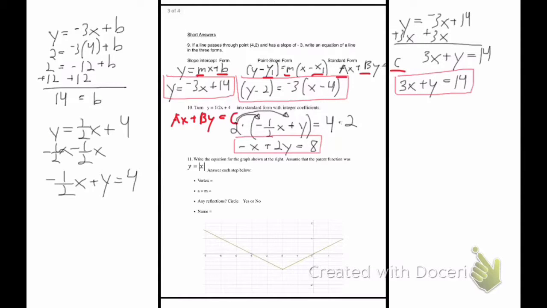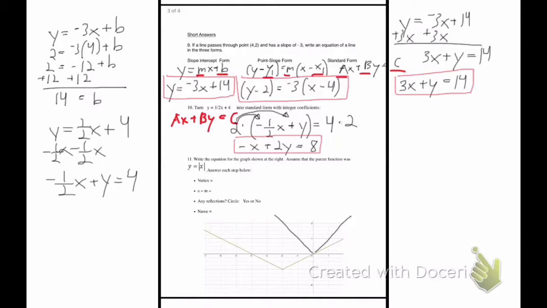And the final question on this page reads, write the equation for the graph shown at the right. Assume that the parent function was y equals absolute value x. Answer each step below. Well, we know that the parent function y equals absolute value x, if we drew it, would be right there. So how did that function move to become this new function?